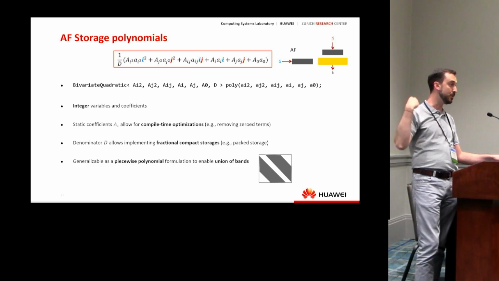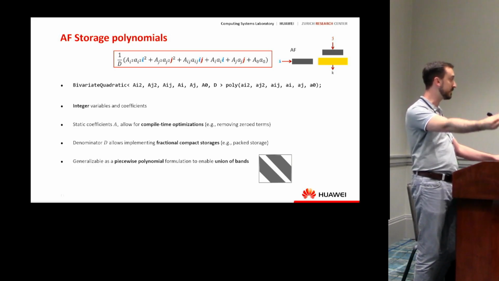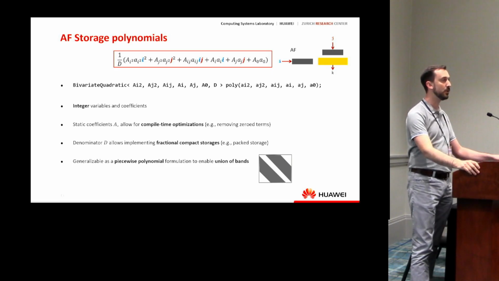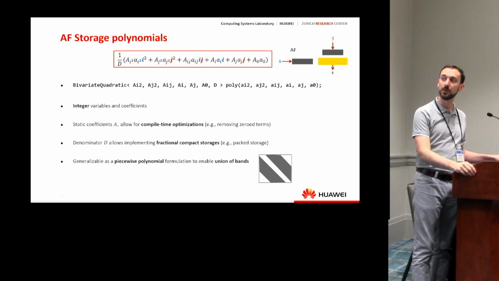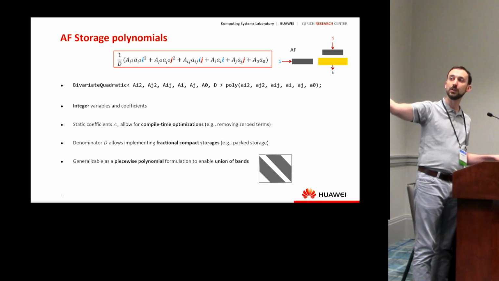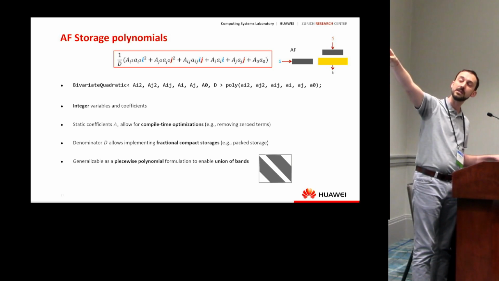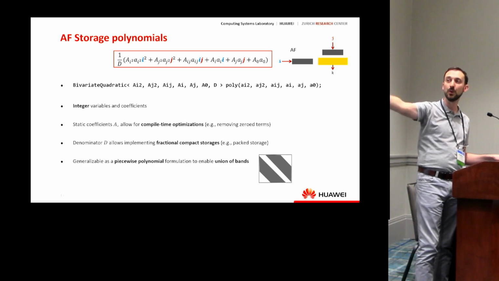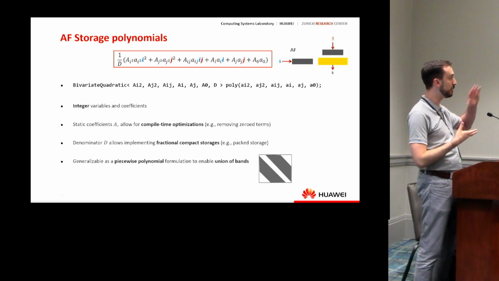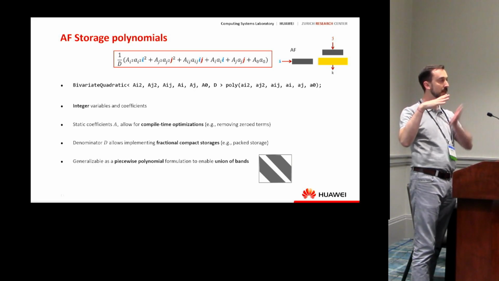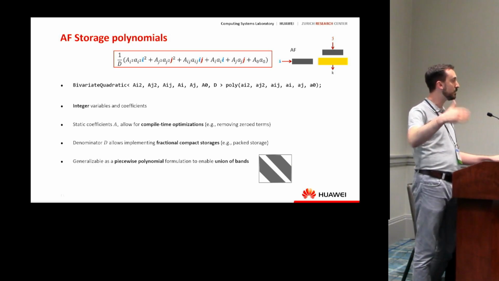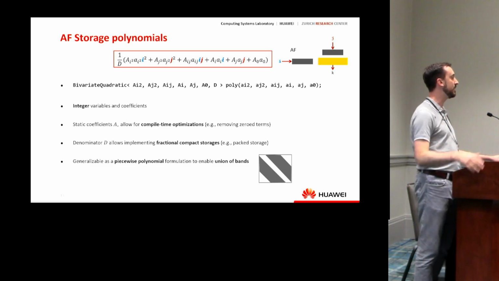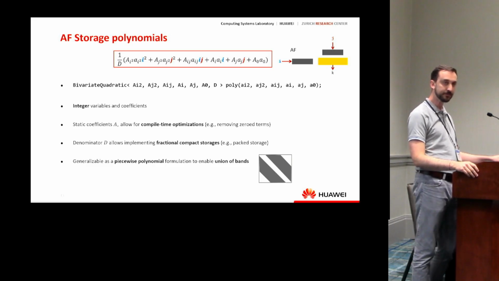So let's say you know that a term is 0, you can use the static coefficient for zeroing out the term completely at the compiler level. It also allows, as you can see there, a denominator factor D, which can be used for fractional compact storage. For example, I showed the concept of packed format for triangular matrices, so you can use that factor to represent that kind of mapping.